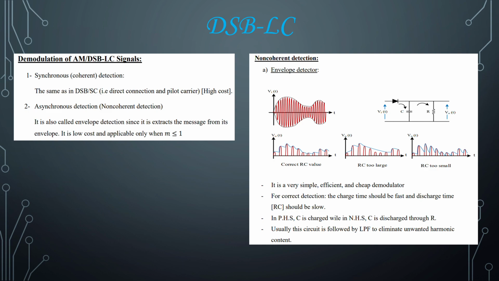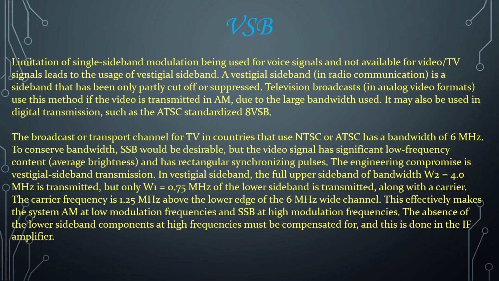So at first we come to the envelope detector. It is a very simple, efficient and cheap demodulator. For correct detection, the charge time should be fast and the discharge time RC should be slow. In the positive half cycle the capacitor is charged, while in the negative half cycle it is discharged through R. Usually this circuit is followed by a low pass filter to eliminate unwanted harmonic content.